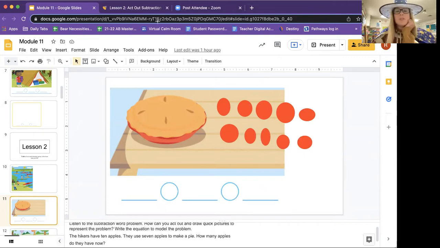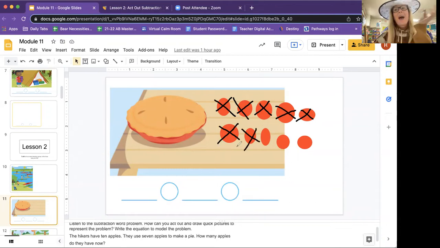They had 10 apples, right? And they decided to put how many? 7. So I'm going to cross out 7 because that represents that they put them in the pie. 3, 4, 5, 6, 7. How many do they get to eat? How many are left? 1, 2, 3.